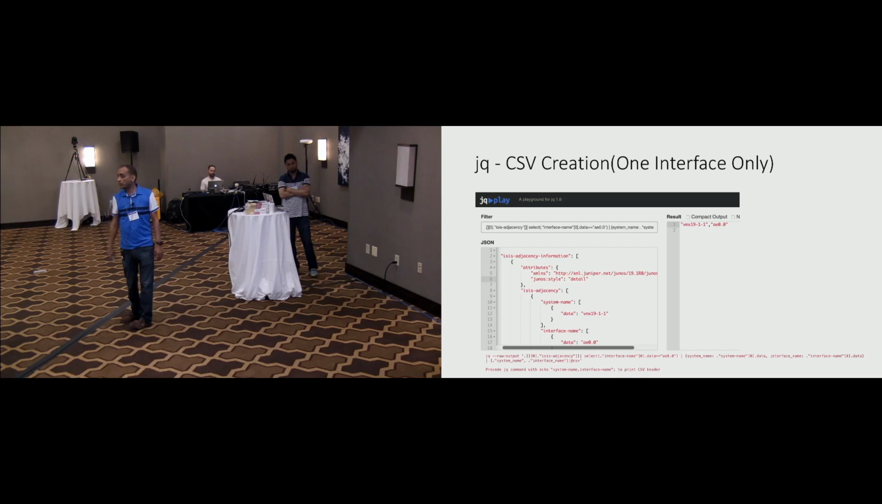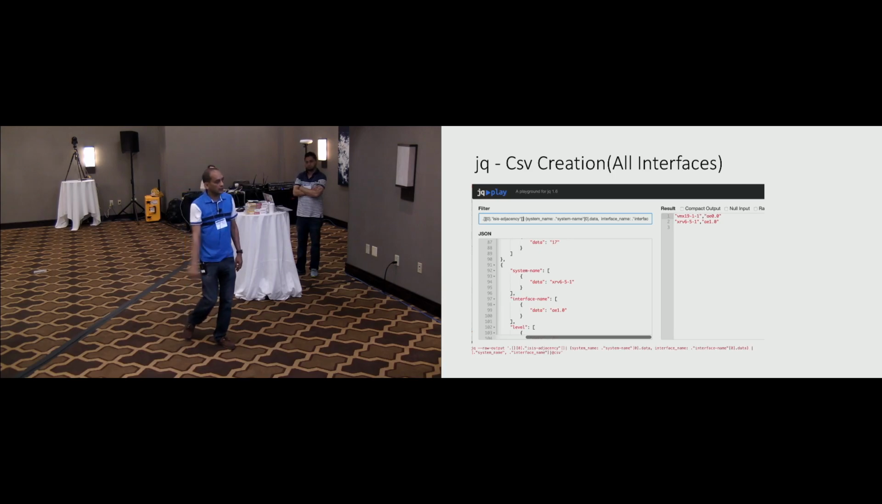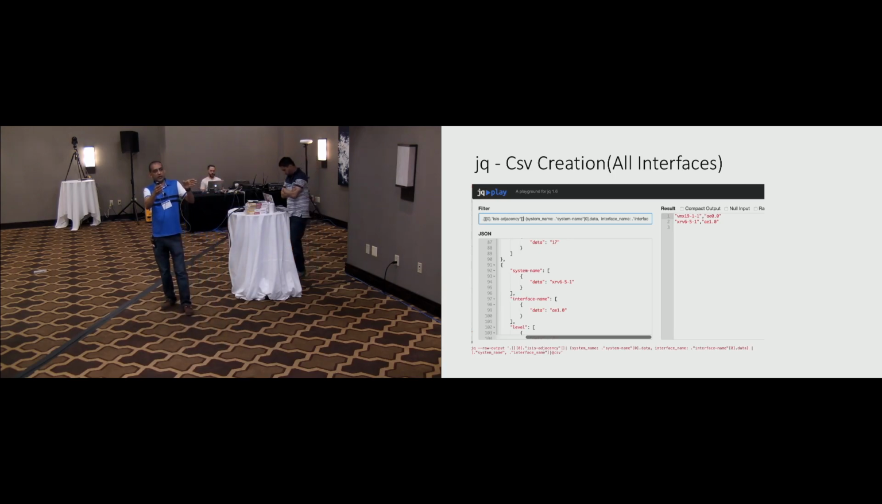On jqplay.org also, you have a switch to turn on the raw output or a compact output, or there are different options online. This one has a little bit of change in the select query, but now you are able to glean all the interfaces from the table. And that's the CSV. So think all links, all nodes in this format.